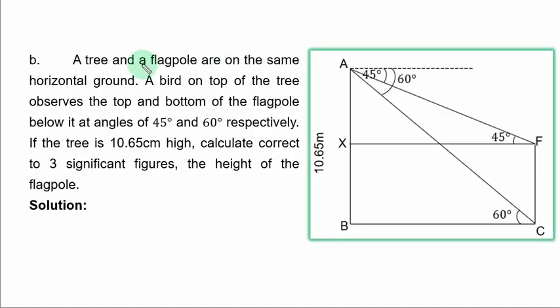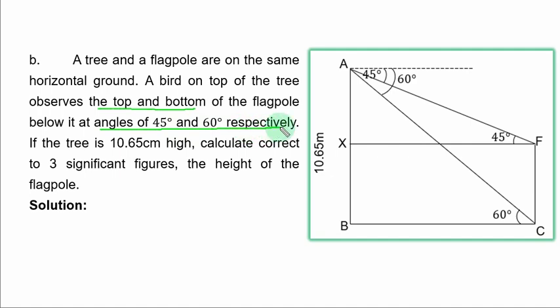Question 5b. A tree and a flagpole are on the same horizontal ground. A bird on top of the tree observes the top and bottom of the flagpole below it at angles of 45 degrees and 60 degrees respectively.